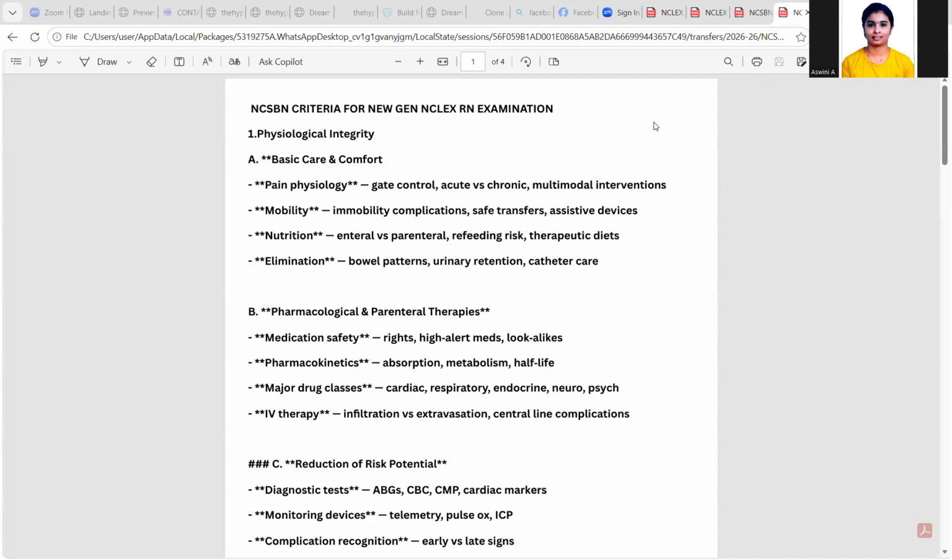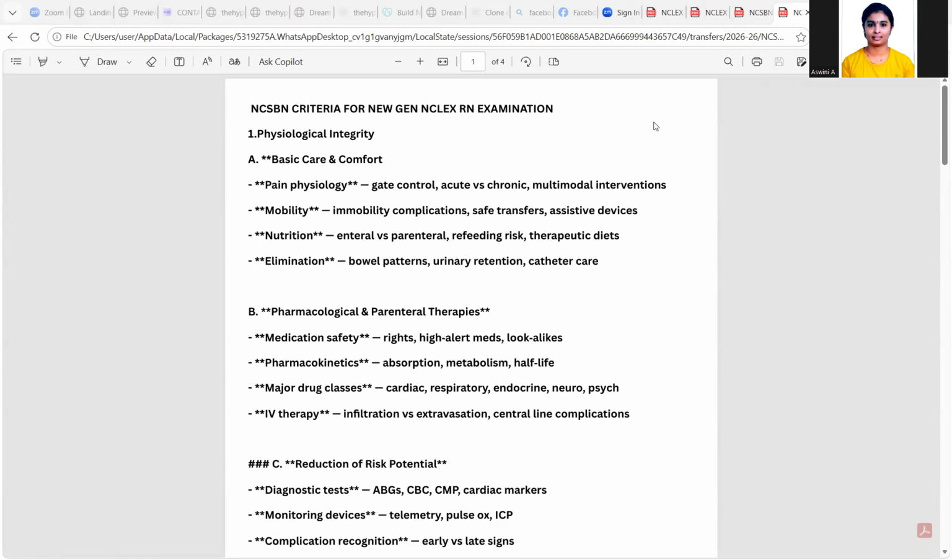Okay, that means the NCLEX questions are asked on the basis of some criteria which are set by the NCSBN. The NCSBN is the Board of Nursing which conducts this NCLEX examination. So while doing questions, each question mainly focuses on some criteria.